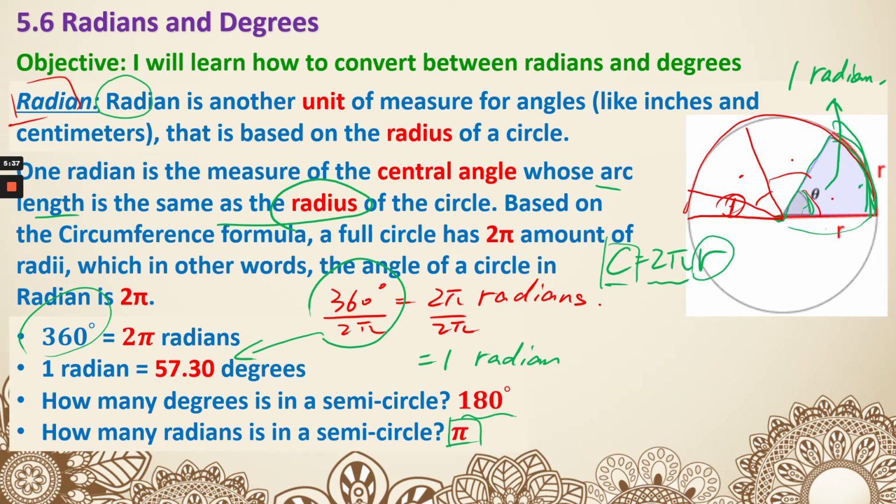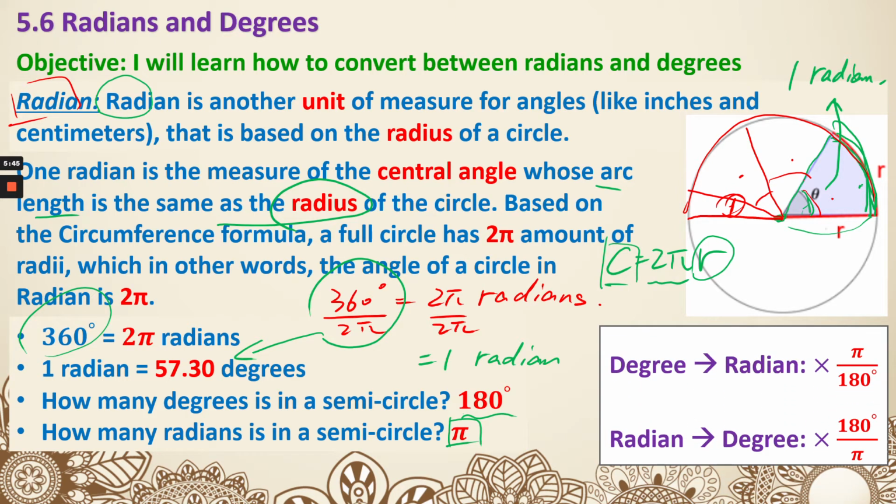So 180 degrees corresponds with pi radians, which means we can have a conversion formula right here. When you try to change from degree to radian, you multiply by pi over 180 degrees. If you're trying to change from radian to degree, you multiply by 180 degrees over pi. Here's something that could help you. When you try to get a degree as an answer, you need your final answer to actually have a degree. That's why the degree is on the top. But if you're trying to get a radian, then you're trying to get rid of the degree, so the degree symbol needs to be on the bottom.